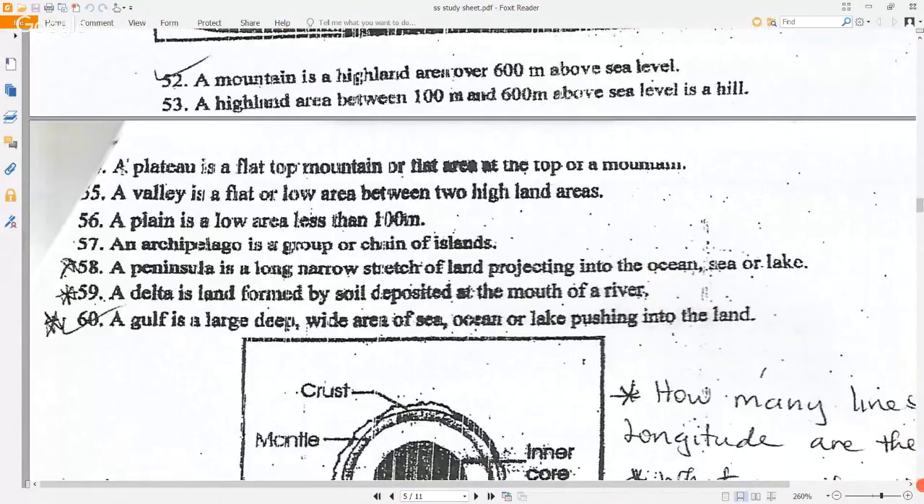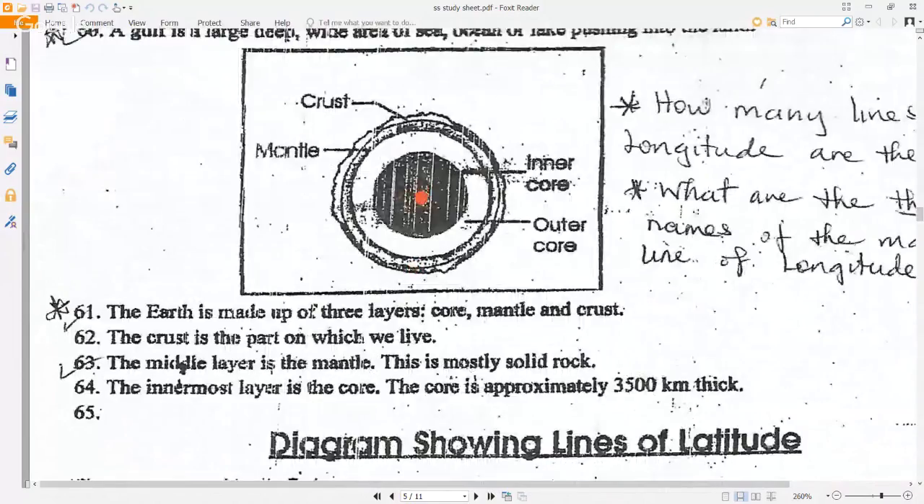So let's go with this diagram. We have mantle and core. We have inner core and we have outer core, crust, mantle, and core. So this would be relating to the layers of the earth, and we can use the egg as an example of the layers of the earth, with the eggshell being the crust, the albumen being the mantle, and the yolk being the core.